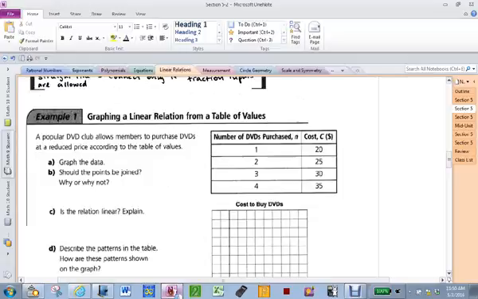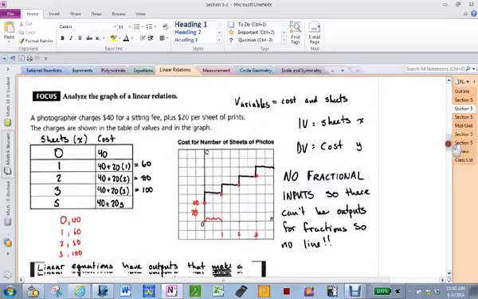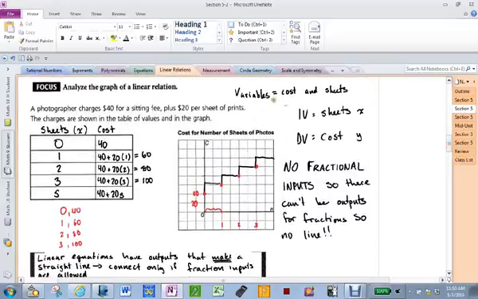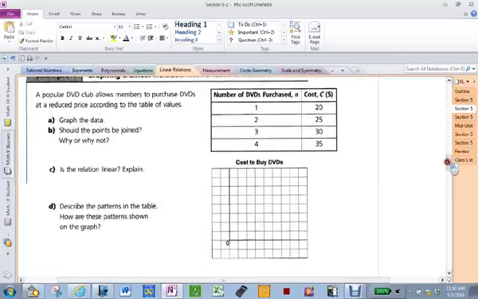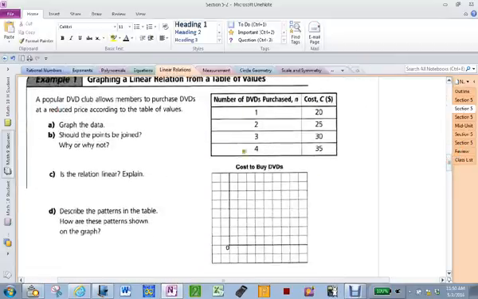All right, so we just graphed the photographer together. So now we're going to graph this. All right? Now, why are the number of DVDs purchased on the left of the table? Because they are the independent variable. Why?